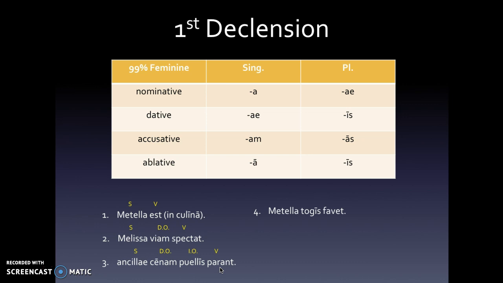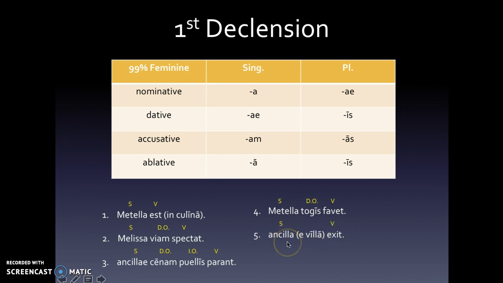Metella togae favet. All right, Metella is our subject. She's nominative singular. Togae, that is dative singular, could be ablative singular, but there's no preposition in front of it, therefore it's dative singular. But favet is a special verb. It takes the dative as its direct object. So that's why I have this dative here marked as a DO. Ancilla aquila exit.